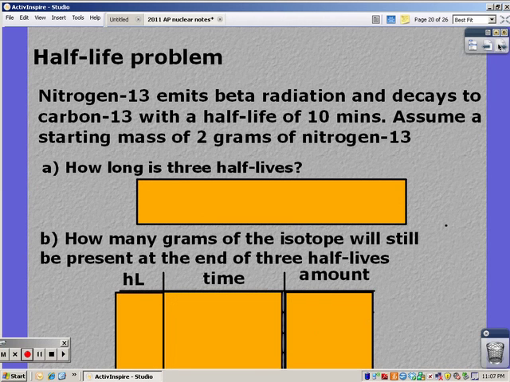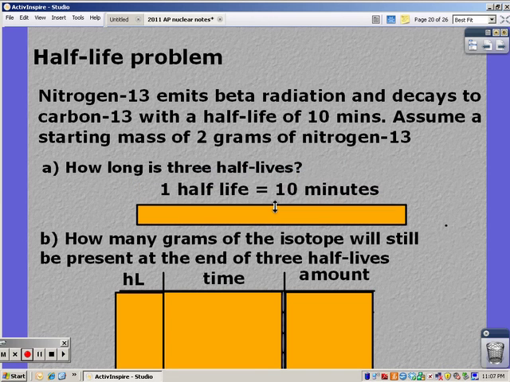Here's a type of problem that you can see. It says, how long is 3 half-lives? The first thing you need to know is in the problem it says the half-life is 10 minutes. So because of that, we know that 1 half-life must be 10 minutes. And if 1 half-life is 10 minutes, then 3 half-lives must be 30 minutes.